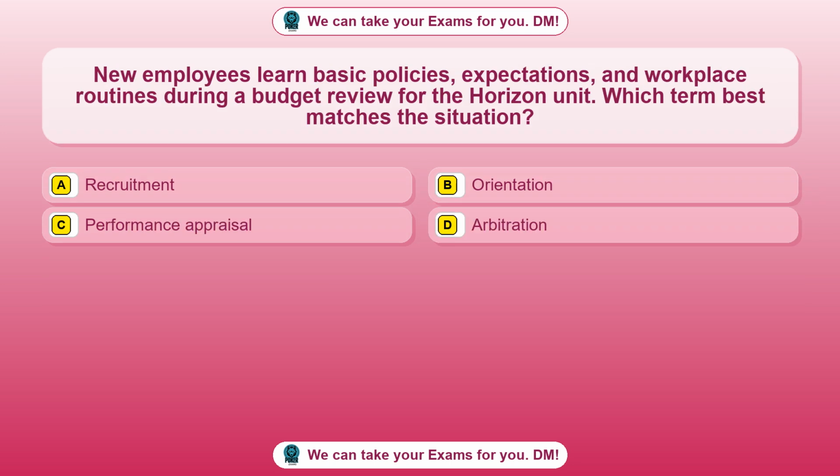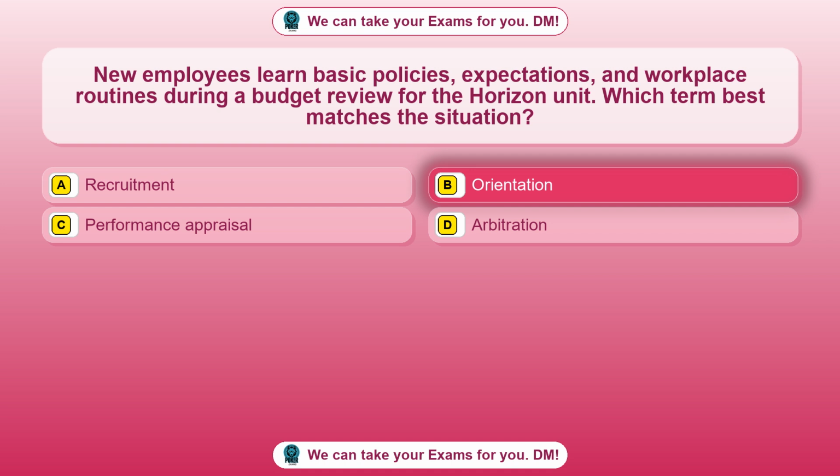Question 41. New employees learn basic policies, expectations, and workplace routines during a budget review for the Horizon unit. Which term best matches the situation? Option A, recruitment. Option B, orientation. Option C, performance appraisal. Option D, arbitration. The correct answer is option B, orientation.